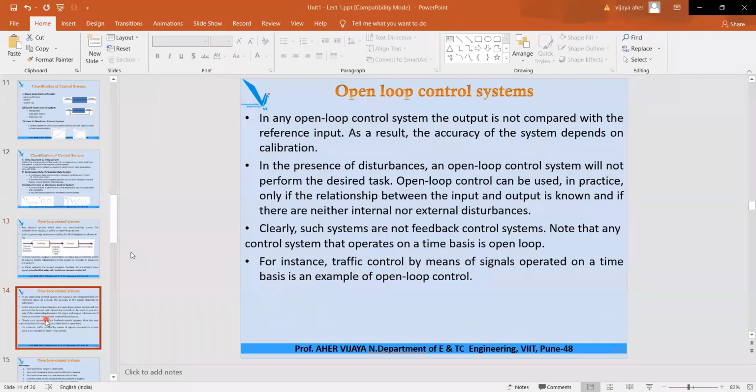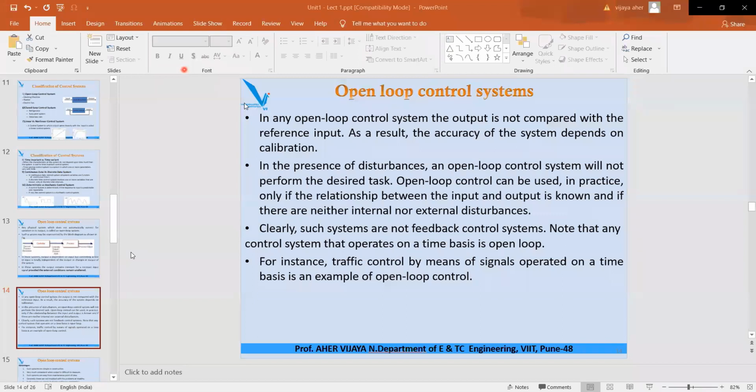Now you are supposed to write, students, an answer like this for this question. In any open loop control system, the output is not compared with the reference input, right? The output is not compared with the reference input. As a result, what happened? The accuracy of the system depends on calibration only.